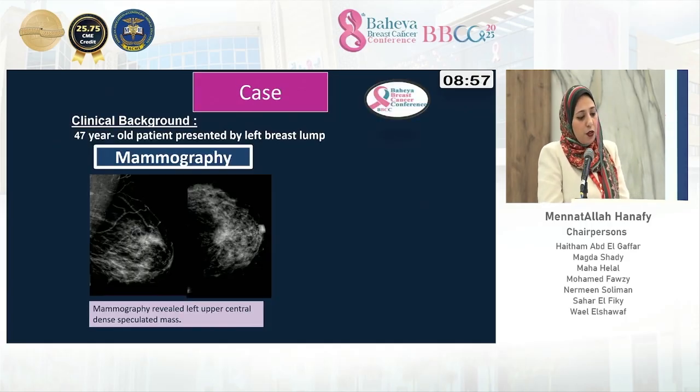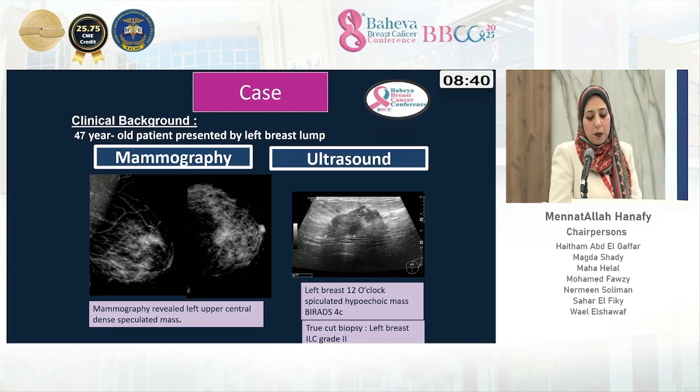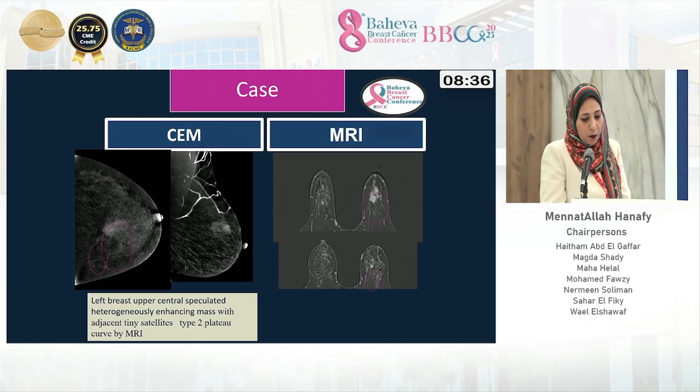In this case, a 47-year-old patient presented with a left breast lump. Her mammography showed left upper central dense spiculated mass. By ultrasound, there was a left breast 12 o'clock spiculated hypoechoic mass lesion given BI-RADS 4C, and the biopsy result was left breast invasive lobular carcinoma grade 2.